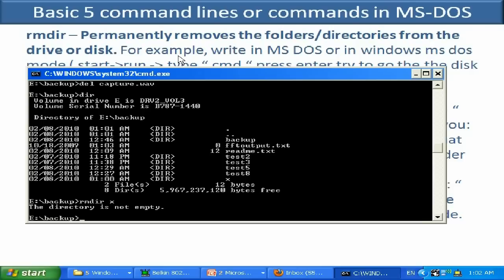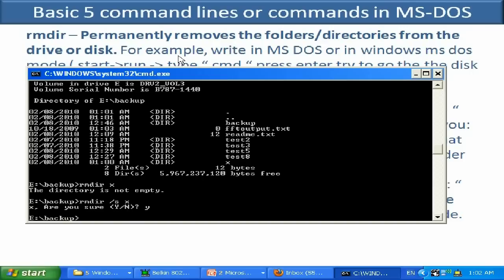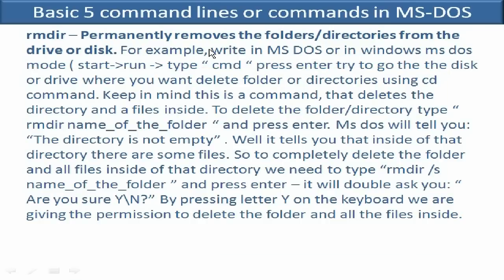So to do so, we're gonna do rmdir and space forward slash s and space x. It's gonna delete all the files and subfolders in that folder. I'm gonna click enter. It's gonna ask us, do you want to do that? By clicking y, press enter, it will do that. If we click dir, and look for the X folder, we're not gonna see that anymore. So that's pretty much it, all the five commands that we just discussed.